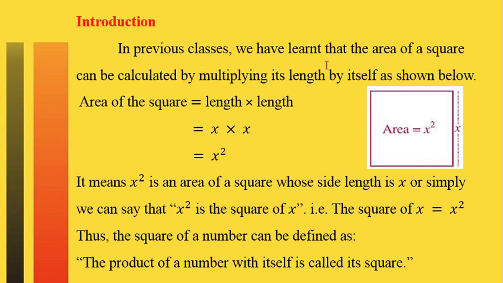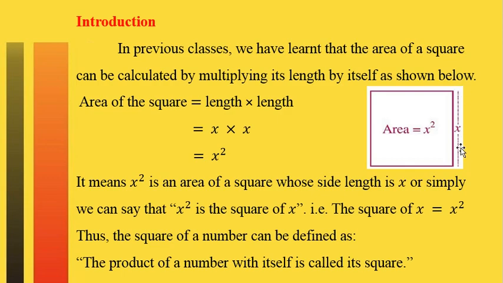In the previous classes we have learned that the area of a square can be calculated by multiplying its length by itself, as shown below. The area of the square is equal to length into length, or we can say side into side, because the one side length of a square will be equal for all the four sides.